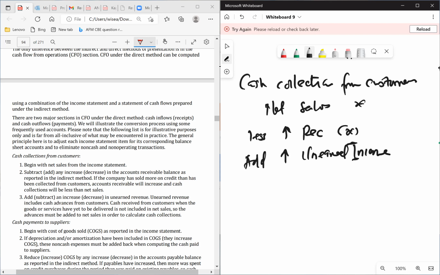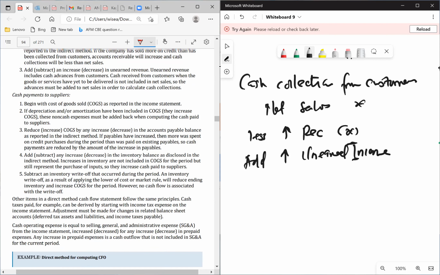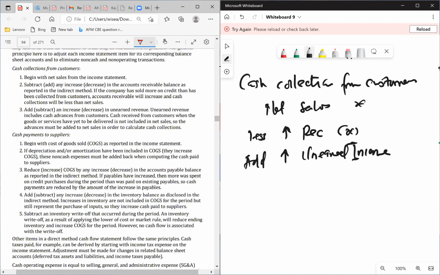Then for payment of goods, cost of goods sold, you also do the same. The amortization, depreciation, and all that, you do adjustment for it. So converting indirect cash flow to direct cash flow means you are going to itemize collection from customers, payment to suppliers, and all others. And that one will be based on the information that you are given.